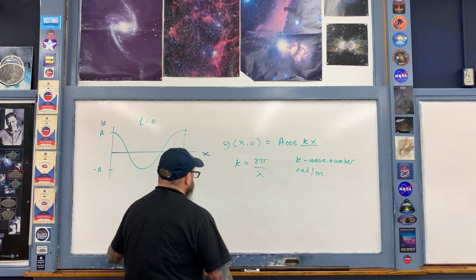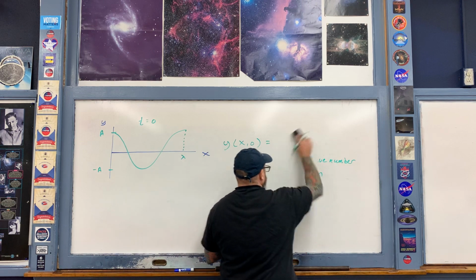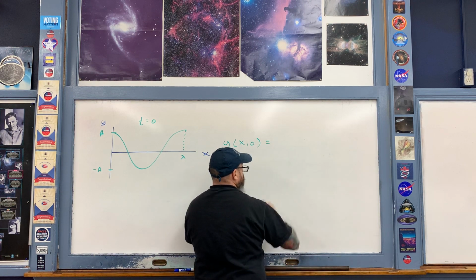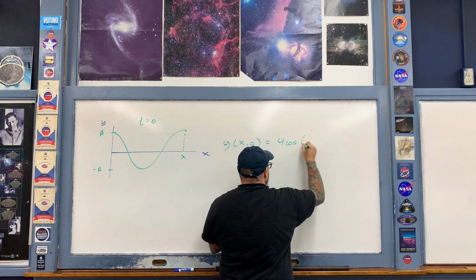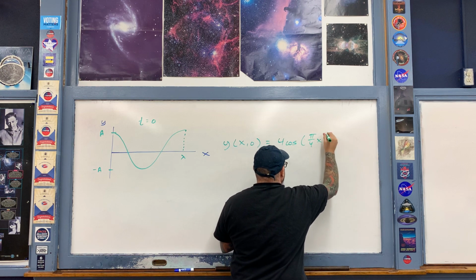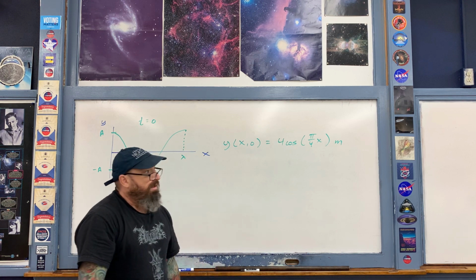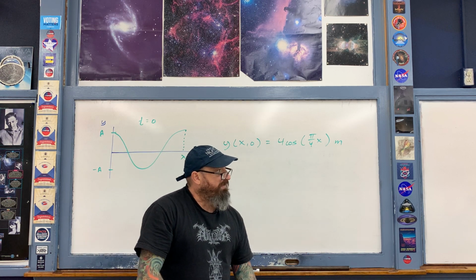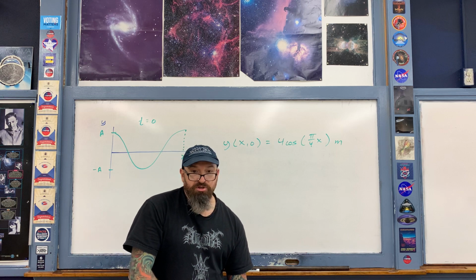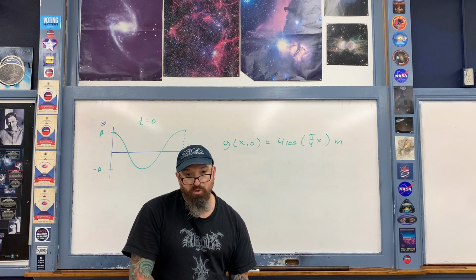Let me go ahead and write this down. y equals 4 cosine of pi over 4 x, with x in terms of meters, at time t equal to 0. Okay, what is the wavelength? Graph the function, and where is the position y equal to positive 1 meter?